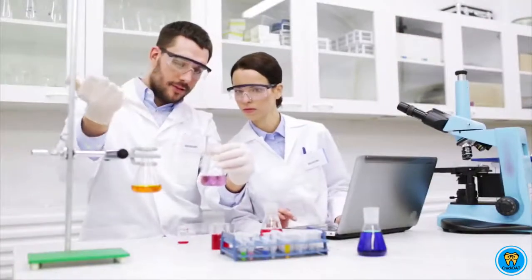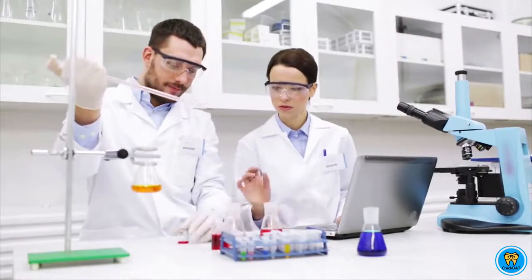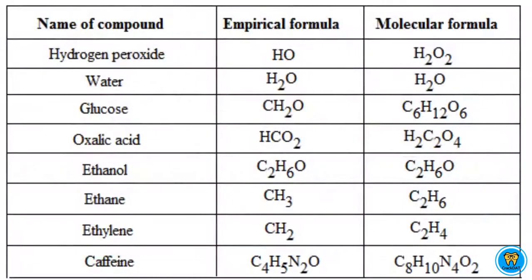Compounds are identified by examining the individual parts that make up the whole. Compounds have molecular formulas, which are the true formulas, and they also have empirical formulas, which are the simplest formulas.